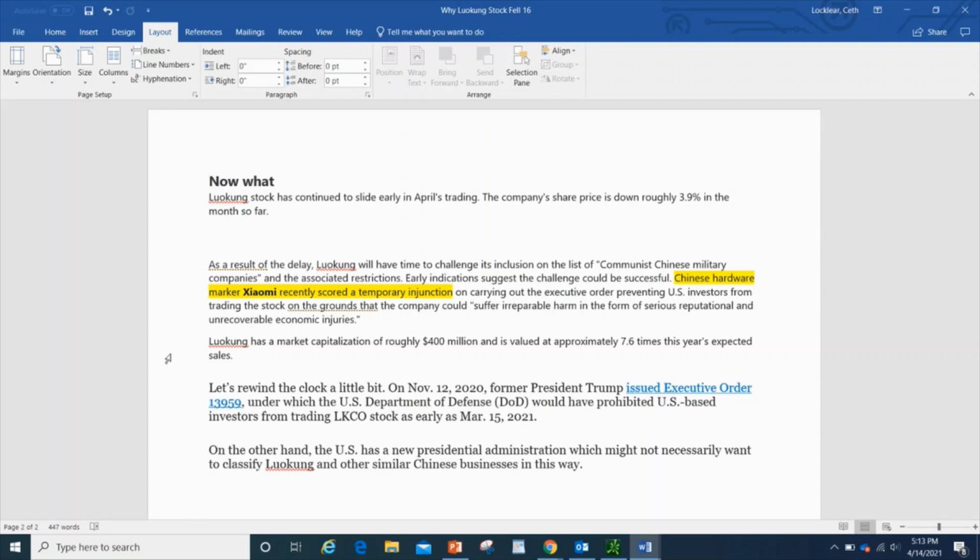So let's rewind the clock a little bit to November 12, 2020. Former President Trump issued Executive Order 13959. That's where this comes from. The Department of Defense would have prohibited U.S.-based investors from trading LKCO stock as early as March 15, 2021, which now we know has been pushed even further. On the other hand, the U.S. has a new presidential administration, which might not necessarily want to classify Luokung and other similar Chinese businesses in this way. With the other company, it's a good case study showing there's a possibility that we can be in good terms, especially when you have skin in the game with this stock.